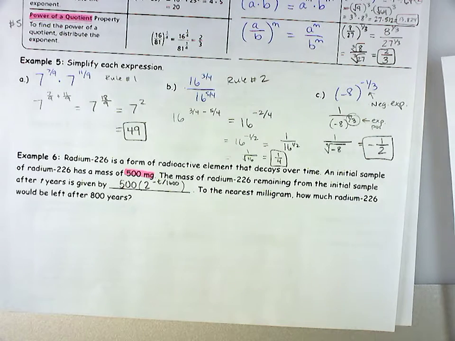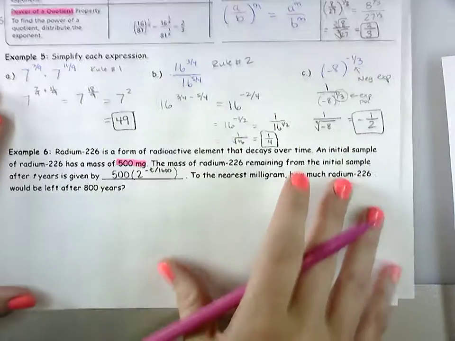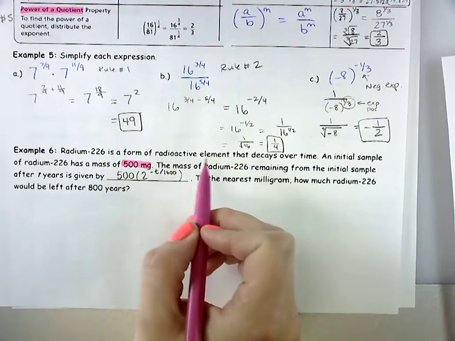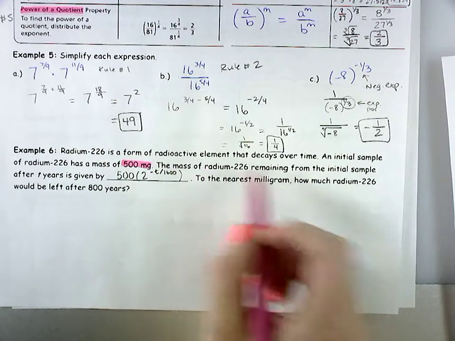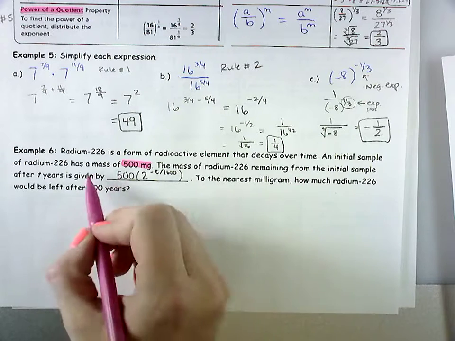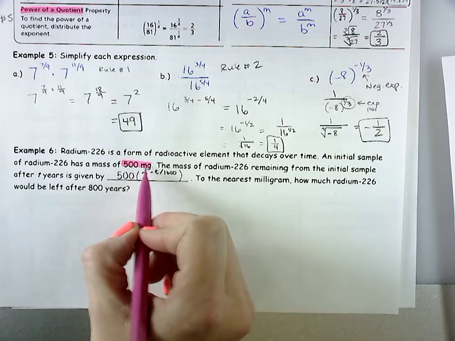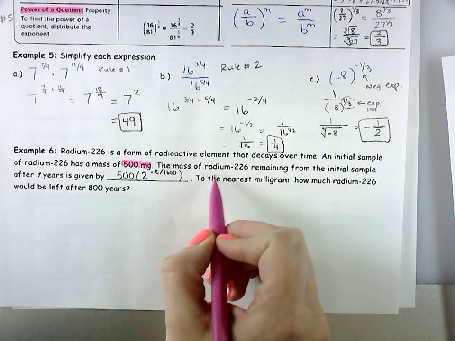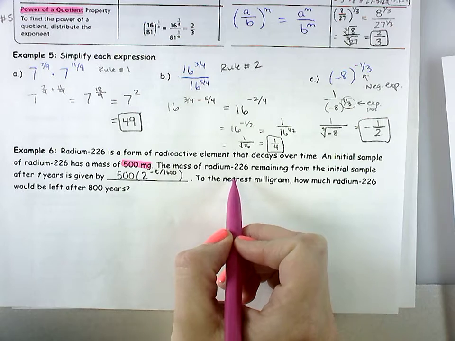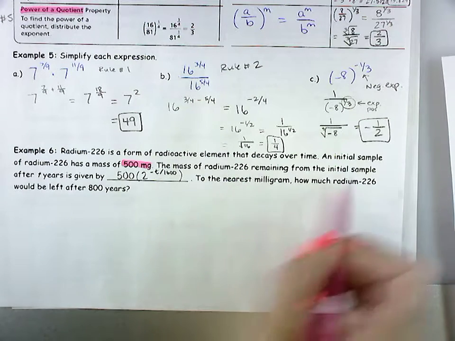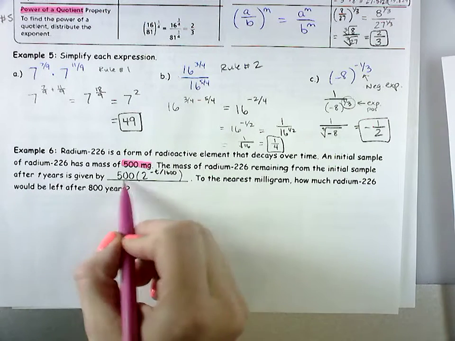Okay, so we are going to finish example 6. And for example 6, we were talking about how they told you that radium is a radioactive element that decays over time. The initial sample has a mass of 500 milligrams. The mass of radium-226 that is remaining from the initial sample after 2 years is given by this equation.